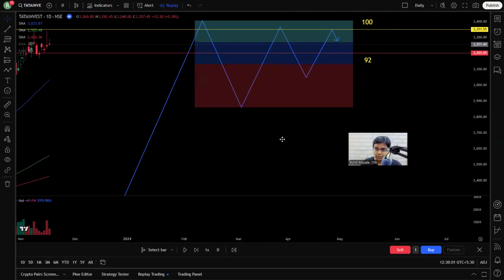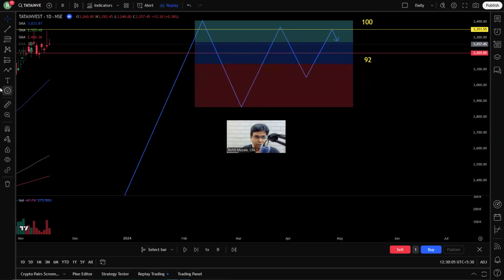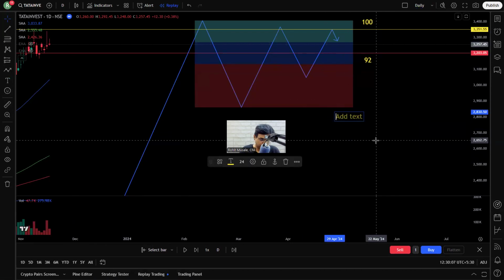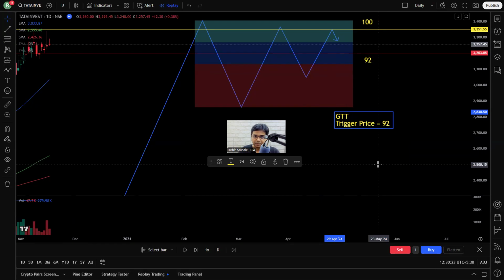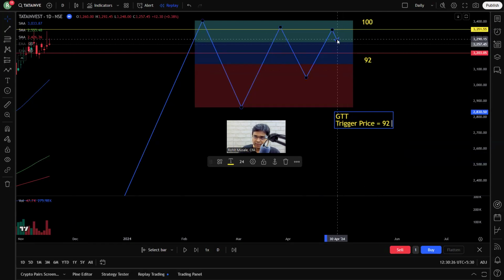How will you put this order in your broker? You do something called a GTT order, good till triggered. This requires one trigger price. Now what's the trigger price? Trigger price should be your stop loss. So 92 is your trigger price. What does trigger price mean? Let's say the stock goes up from here and touches 100. So you buy the stock, let's say volume is high, and then it starts to fall. When it falls and touches the 92 level, the order gets triggered.